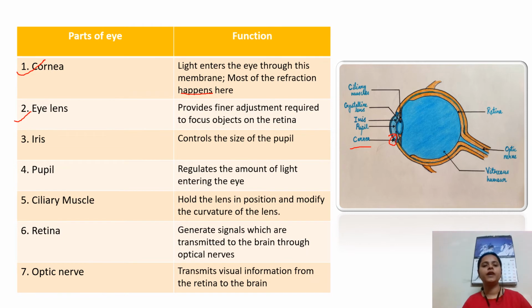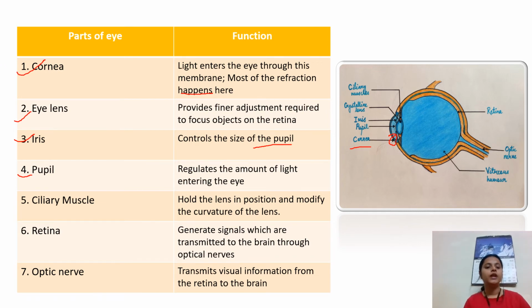Next is the eye lens. Eye lens provides fine adjustment required to focus objects on the retina. Third point is iris. Iris controls the size of pupil. The fourth point is about pupil. Pupil regulates the amount of light entering the eye. The basic function of pupil is it controls and regulates the amount of light entering into the eye. And the function of iris is it controls the size of pupil.